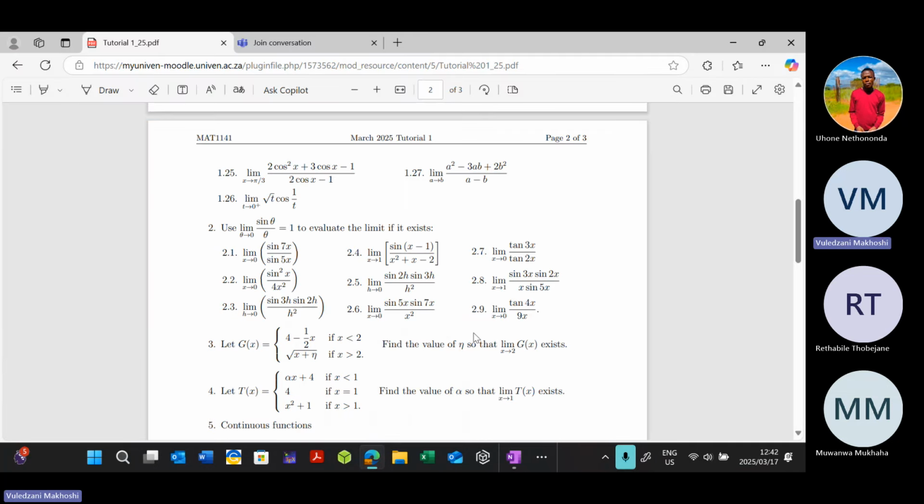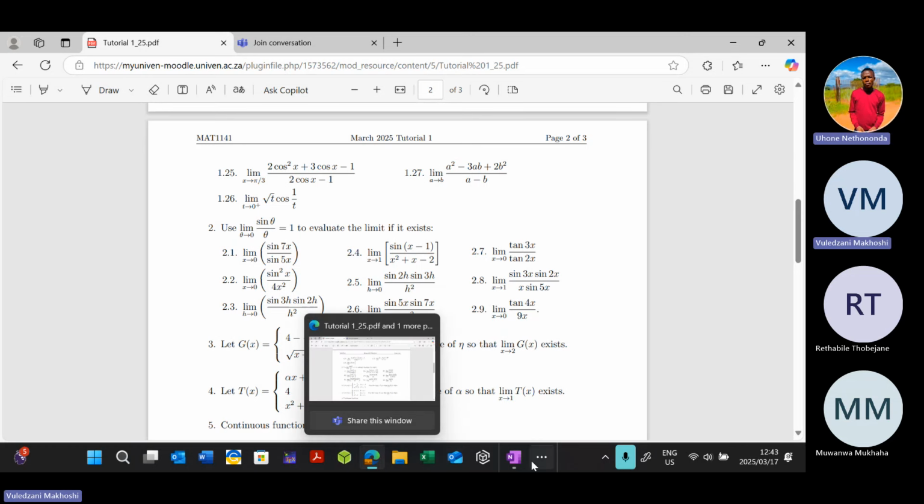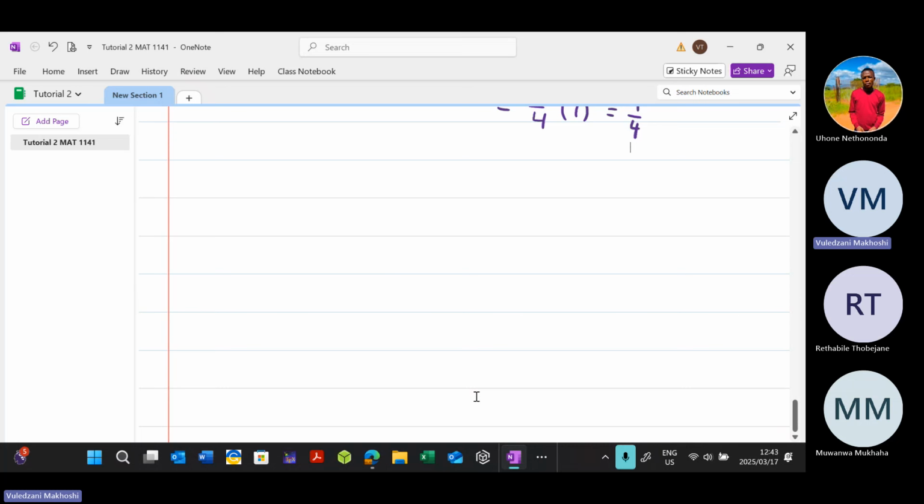Let us move on to, say, number 4. Let us look at number 4. Number 4 is a piecewise defined function. Maybe I should write it here because I cannot copy. Number 4, what do we have?